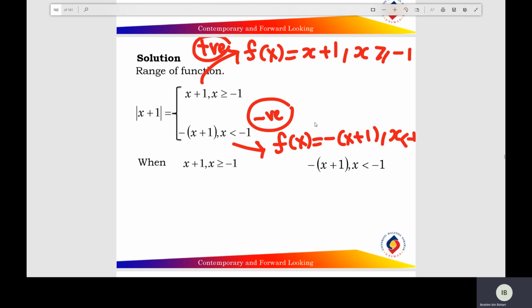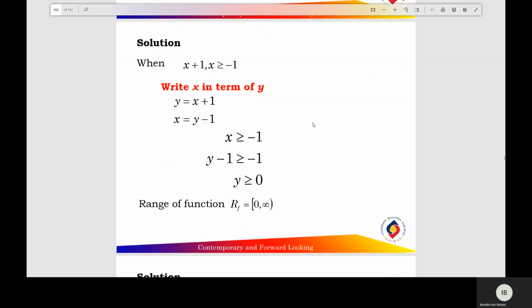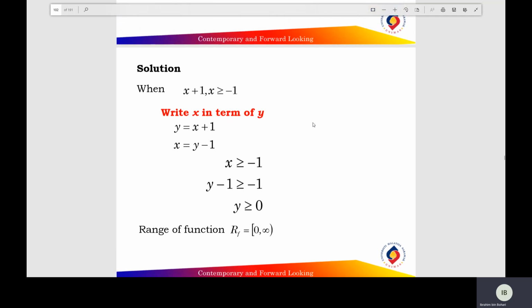Okay, first part of the function, positive: f(x) equals x plus 1, and the domain is greater than or equal to negative 1. And second part of the function: f(x) equals negative x plus 1, and the domain is less than negative 1. And then you find the range of the function. Okay, first part of the function, when f(x) equals x plus 1.